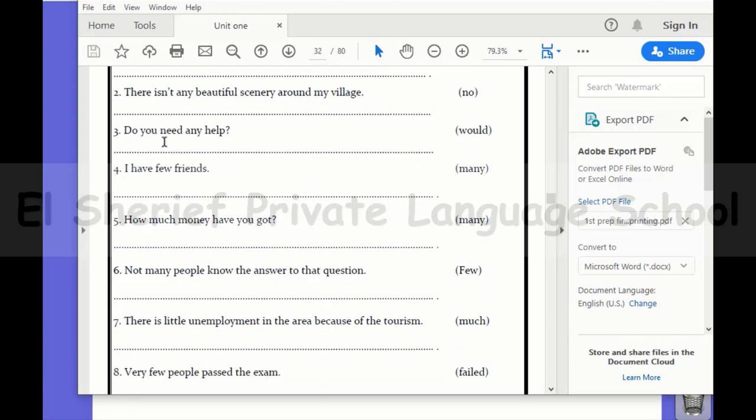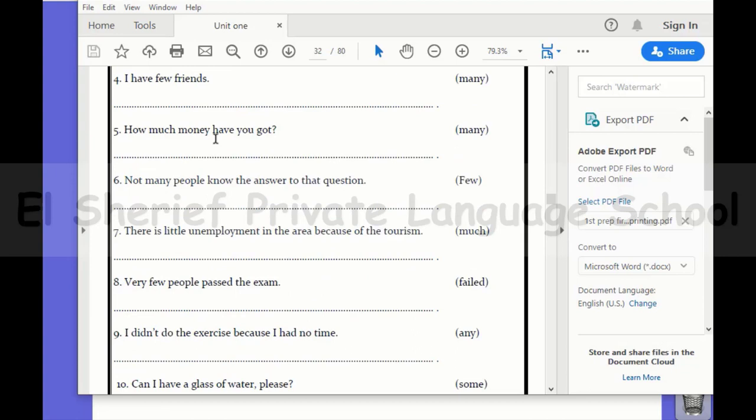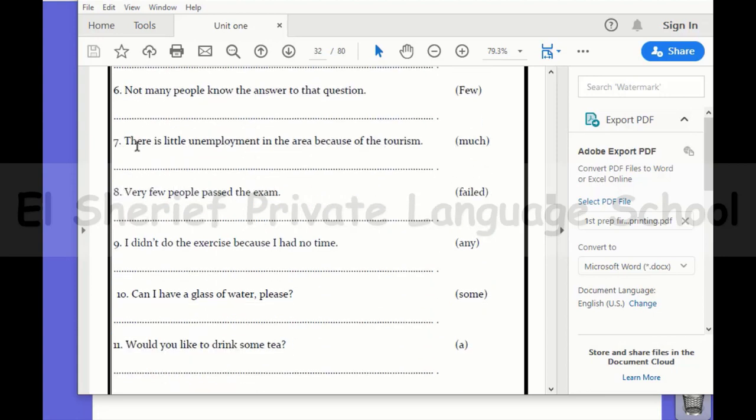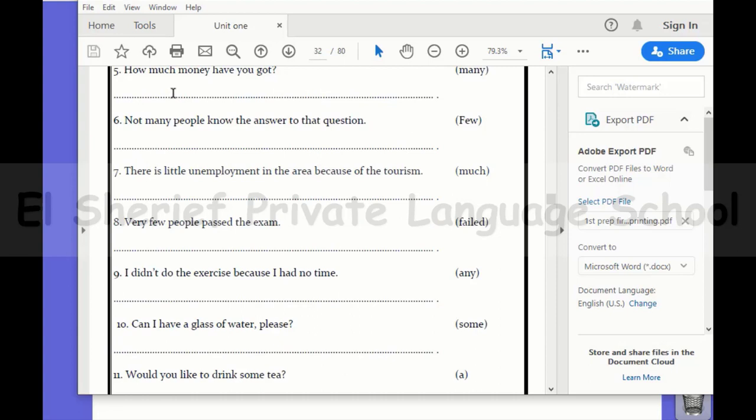Number 3. Do you need any help? Use would. So the answer is, would you like some help? Number 4. I have few friends. Use many. So I don't have many friends. Number 5. How much money have you got? Use many. So the answer is, how many pounds have you got? So many is followed by a plural noun.